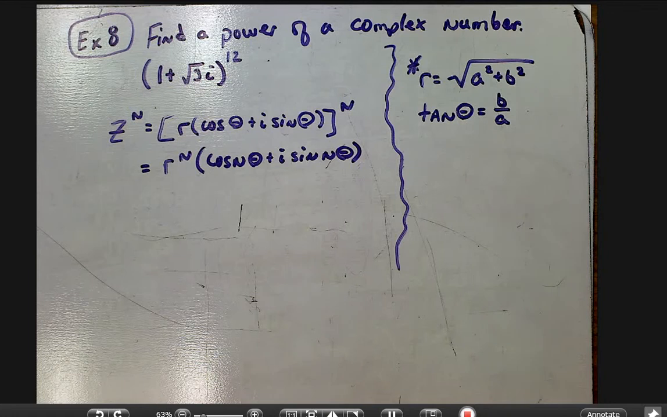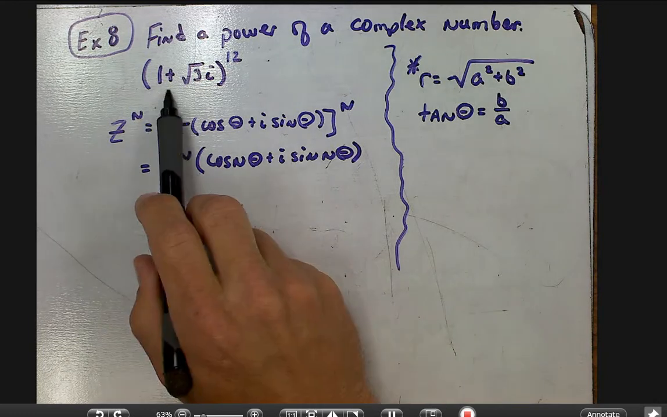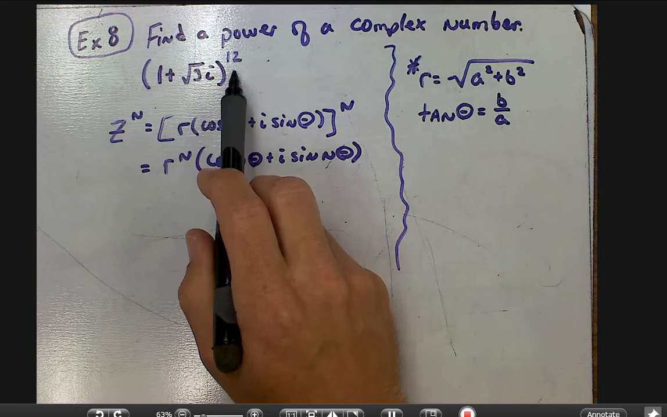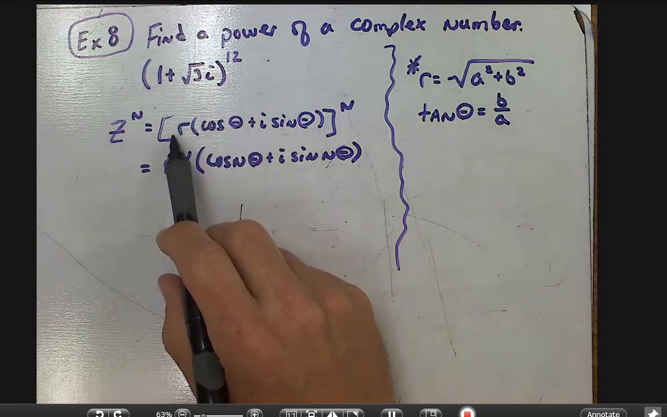For example 8, it asks us to find a power of a complex number. My complex number is 1 plus the square root of 3i, and we're raising it to the 12th power. And in this, there are two handy different forms of this formula that you can use.